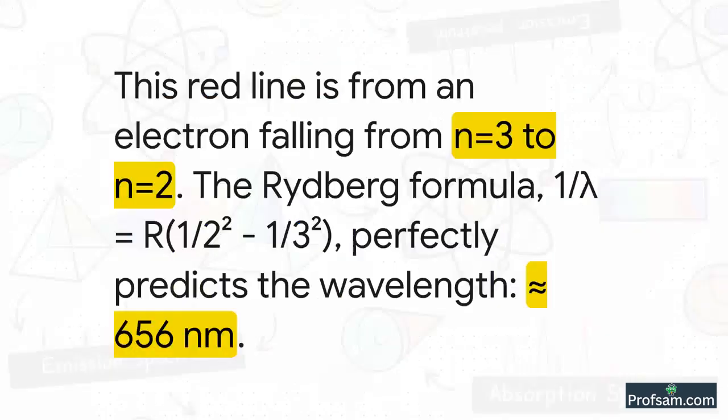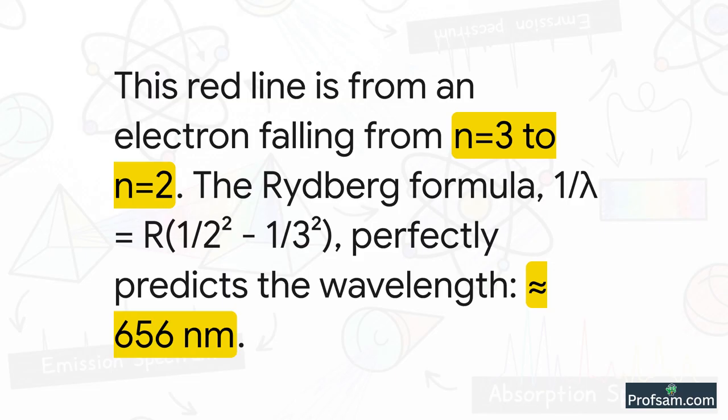Let's see how. So this famous red line comes from one particular jump, an electron falling from the third energy level down to the second one, from N equals 3 to N equals 2. Now, how do we know this for sure? Well, we have a very powerful tool called the Rydberg formula. Don't worry about memorizing the whole equation right now, just focus on what it does. You can think of it like a special calculator for these jumps. You just tell it the starting level, which is 3, and the ending level, which is 2. And it calculates the exact wavelength of the light that should be emitted.